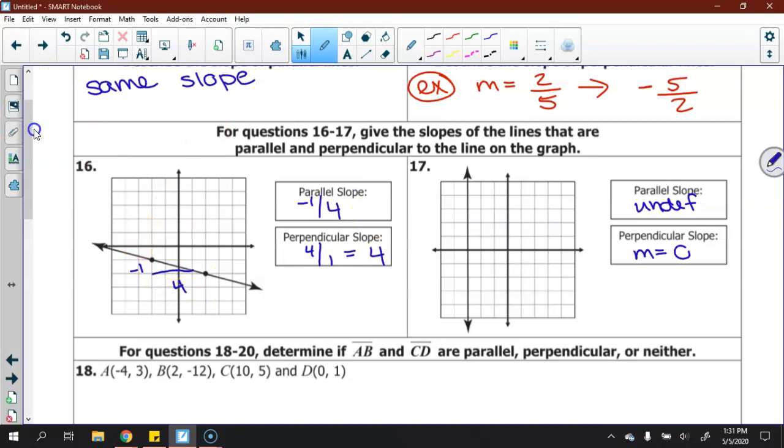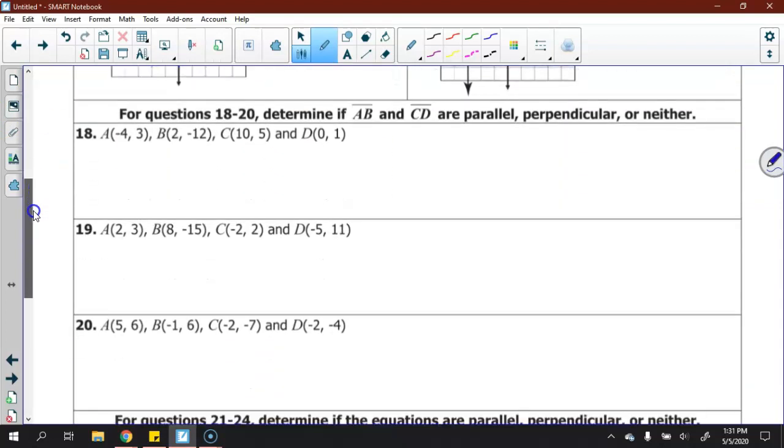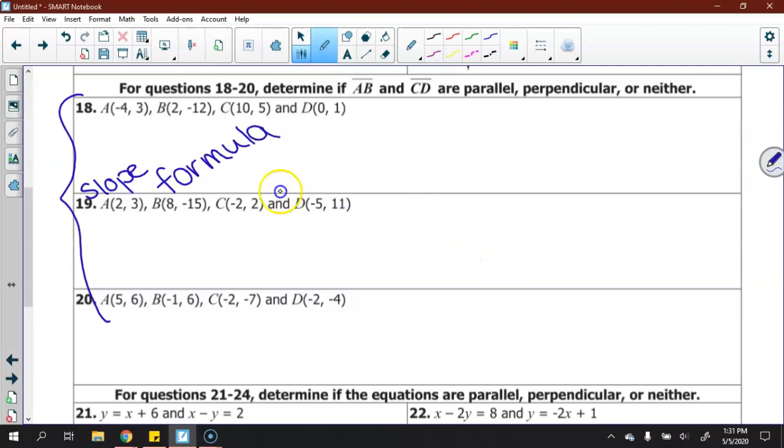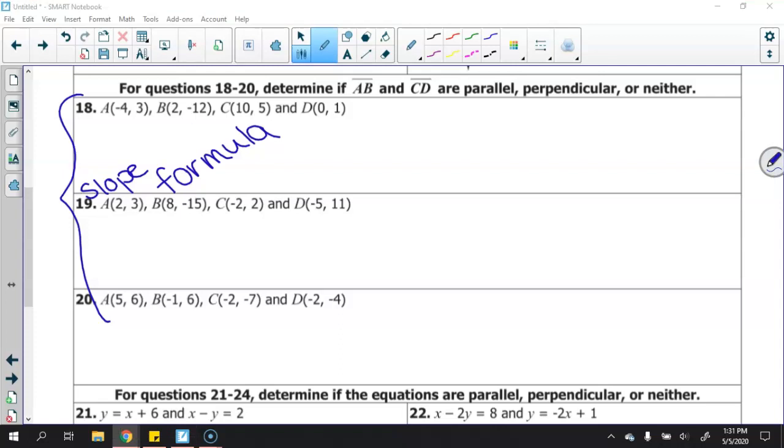So 18, 19, 20, you're just playing with the slope formula quite a bit. All right, so these are all slope formula problems, and it's literally just plug it in. Are they the same? Are they opposite reciprocal? Or are they neither? That's it.